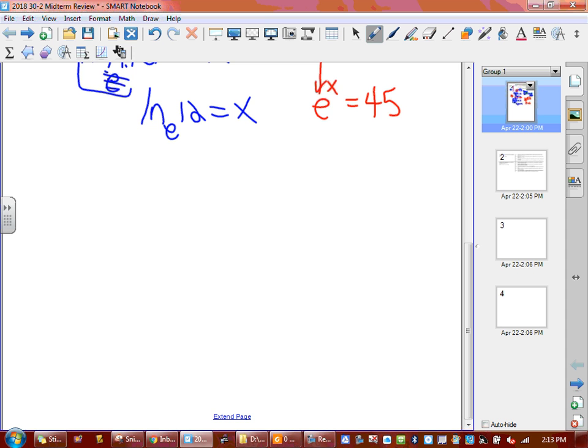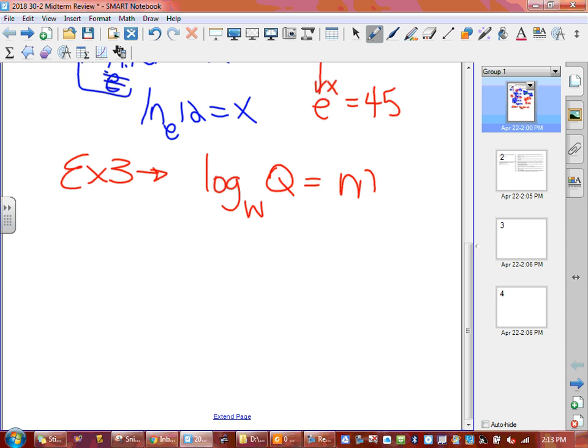Okay, let's go back and forth now from a log to an exponential. We do log. Let's say we've got, example 3, log base w of q equals m. Okay, and I want that put in exponential form. How would you put this in exponential form?